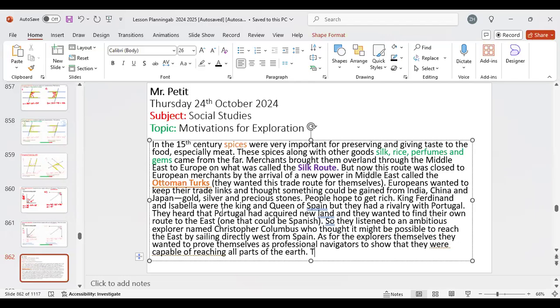They also wanted to get rich through trade.